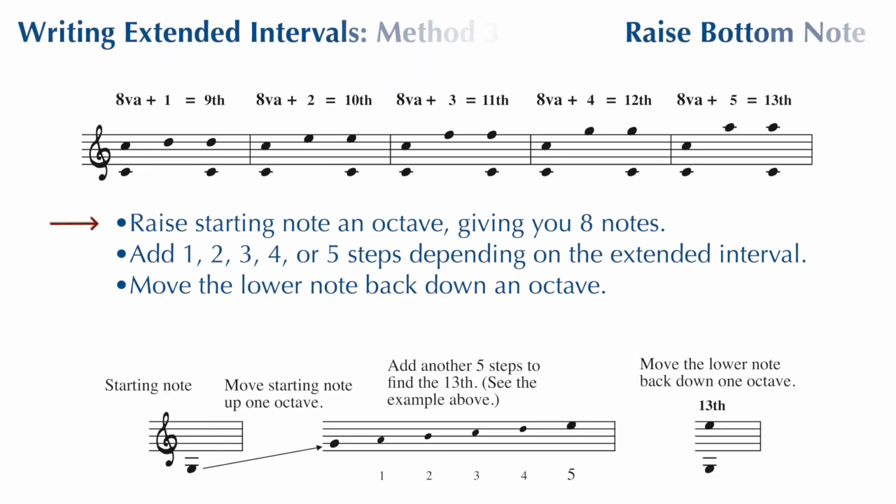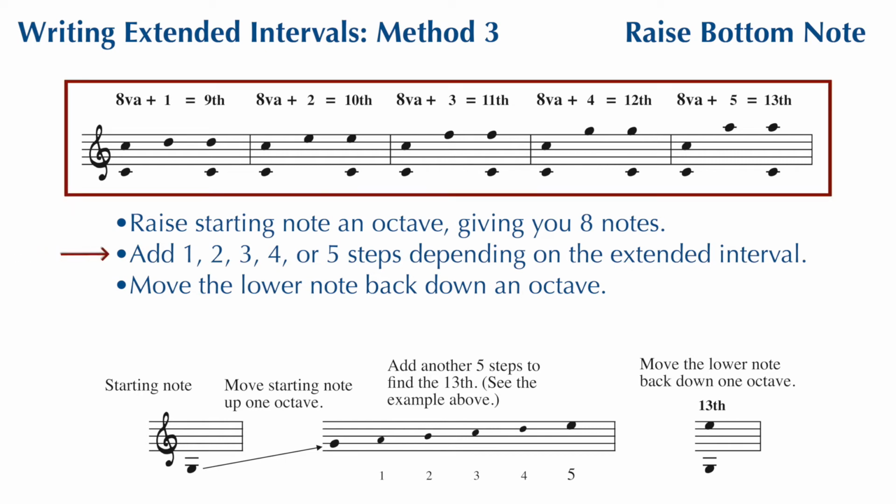The third method for writing extended intervals is to take your starting note, or your lower note, raise it an octave, and then use this little formula to add the higher note of the extended interval. If you want to write a ninth, you add 1 step to that upper octave. If you want to write a 10th, you add 2 steps to the upper octave. If you want to write an 11th, you add 3 steps. If you want to write a 12th, you add 4 steps. And if you want to write a 13th, you add 5 steps.